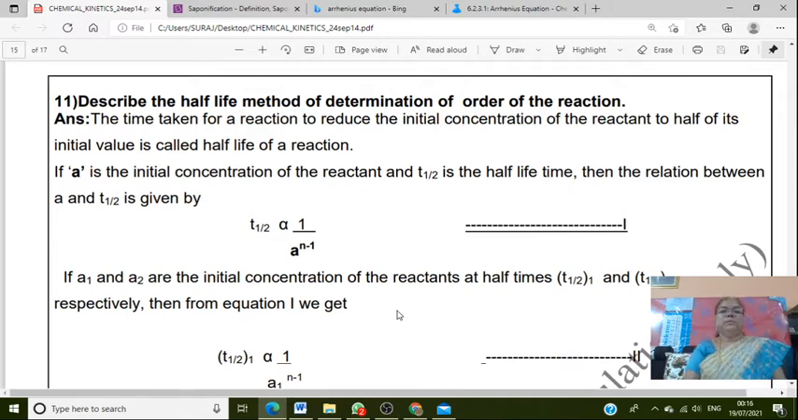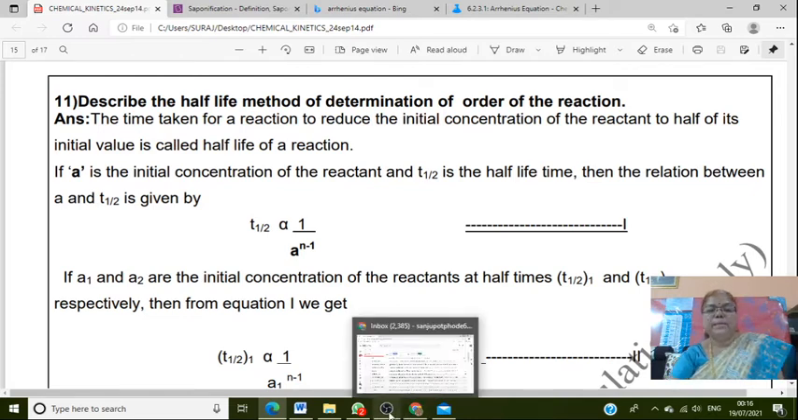Welcome students. Before going to see in detail how the order of reaction is determined by using the half-life method, I would like to explain to you the timetable of your exam.